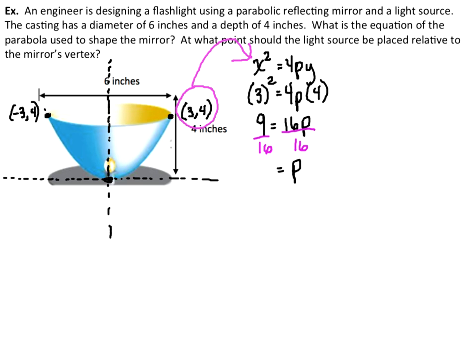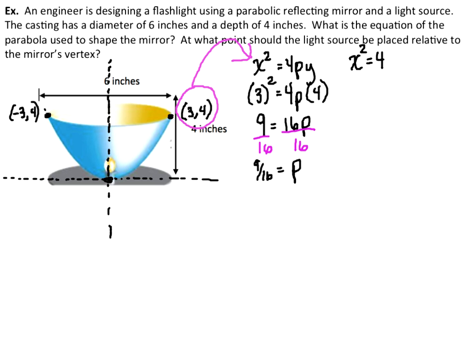And that gives me 9 equals 16p. And this is going to be a not so feel-good p-value. Divide both sides by 16. And we get p is equal to 9/16. Okay, so not feel-good at all, but it works.